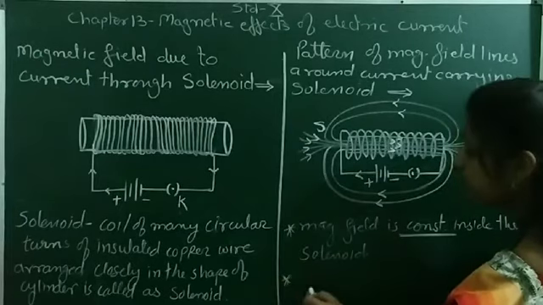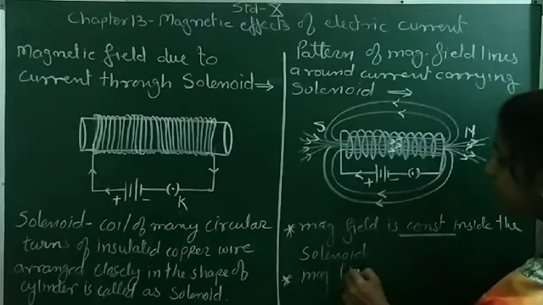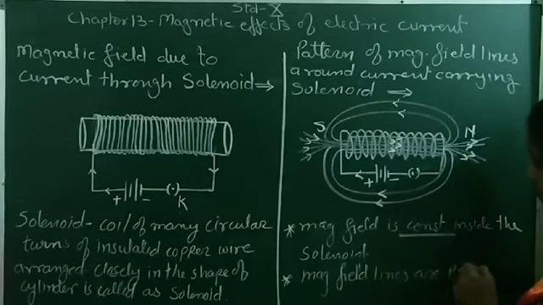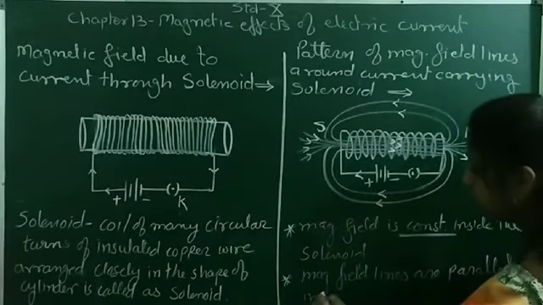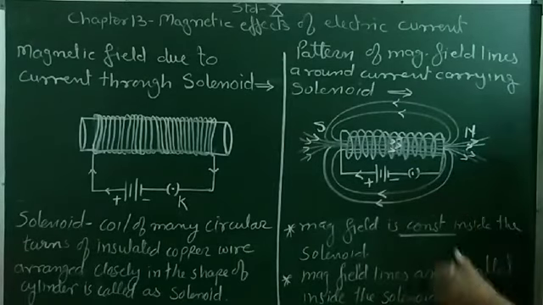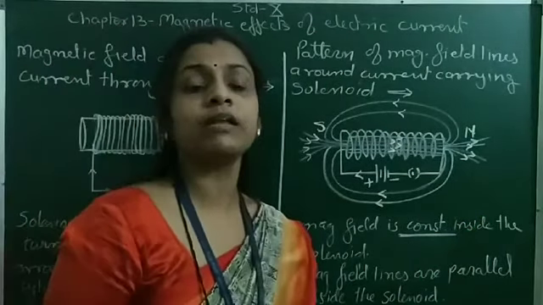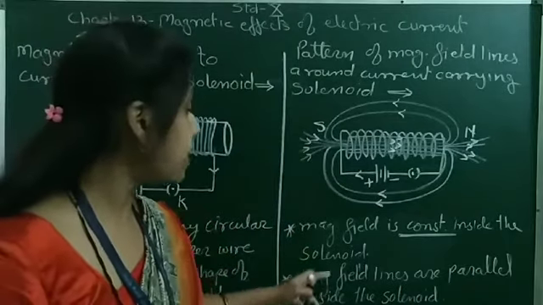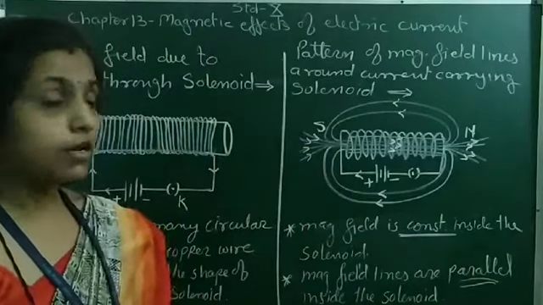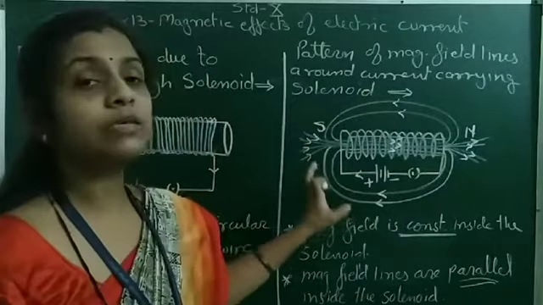So what is the reason? The magnetic field lines are parallel inside the solenoid. There may be a question asked: what is the pattern of magnetic field lines inside the solenoid? The pattern of magnetic field lines inside the solenoid is parallel lines, but the pattern of magnetic field lines around the solenoid is similar to the bar magnet.